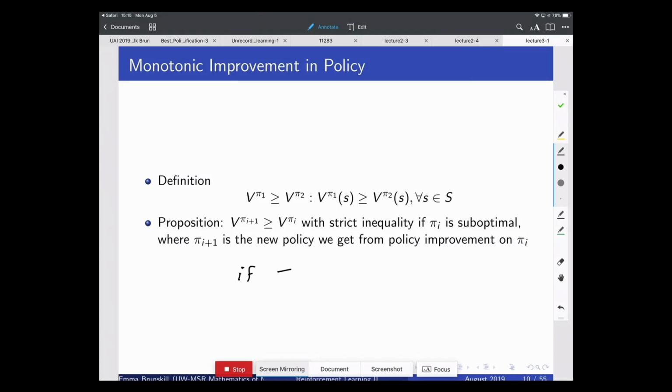If pi_{i+1} is equal to pi star is equal to pi_i, then we halt. And the nice thing is, because of this monotonic guarantee, the only time the policy will not change is when we're at the optimal policy. And since there's a finite number of policies, the total number of policies is A to the S. So the number of times we have to do this improvement is at most A to the S.